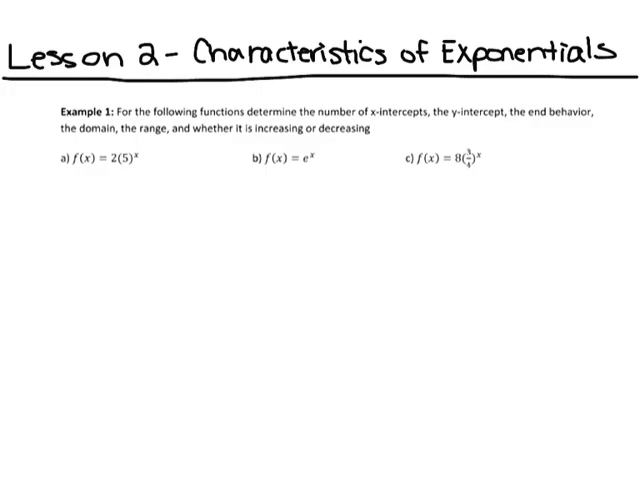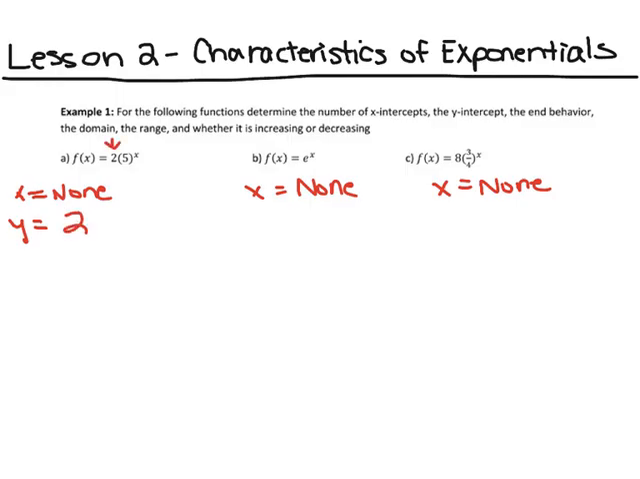So for the next example, we want to determine all the information we know. For the first thing, x-intercepts, there's none for all of them. Now we're going to find our y-intercept. For the first one, our a value is 2, so y equals 2. The end behavior is again from quadrant 2 to quadrant 1. And because this is bigger than 1, it increases.